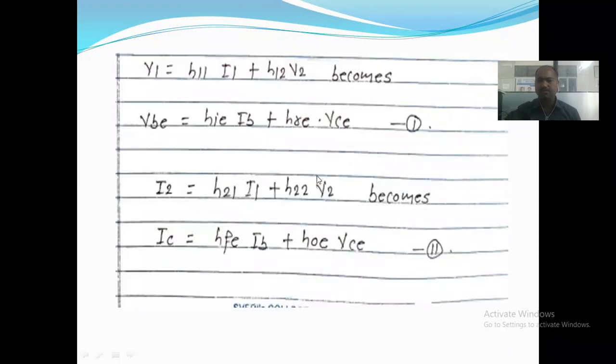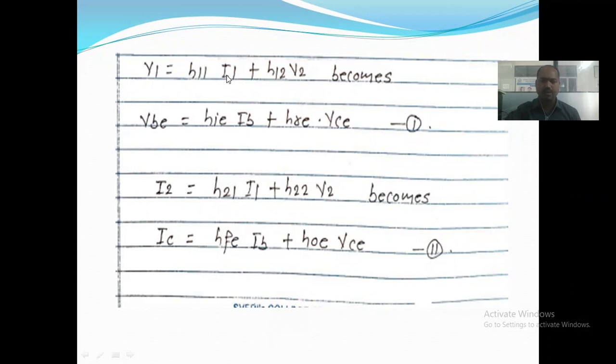We know that there are two equations, with respect to the dependent variables V1 and I2, right? V1 is equal to H11 I1 plus H12 V2. We know that H11 is nothing but V1 upon I1, which is called the input impedance, right? So for the common emitter configuration we write it as HI, that's why it is written as HI.